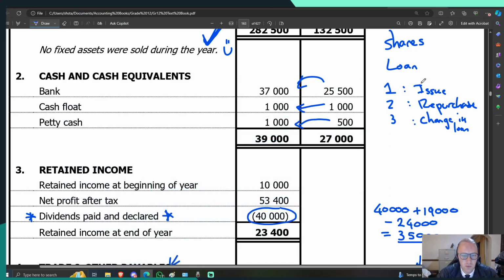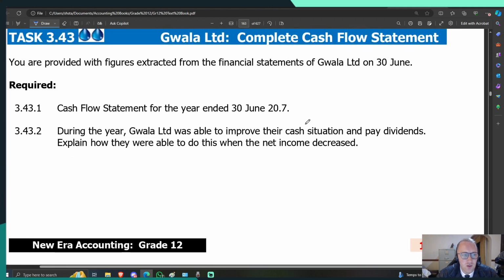Okay, so in the information it says you are provided with figures extracted from the financial statements of Guala Limited on the 30th of June. We need to do a cash flow statement for the year ended 30th of June 20.7. During the year, Guala Limited was able to improve their cash situation and pay dividends. Explain how they were able to do this when the net income decreased. I think we probably will not do this answer now. Let's just stick with the cash flow statement.